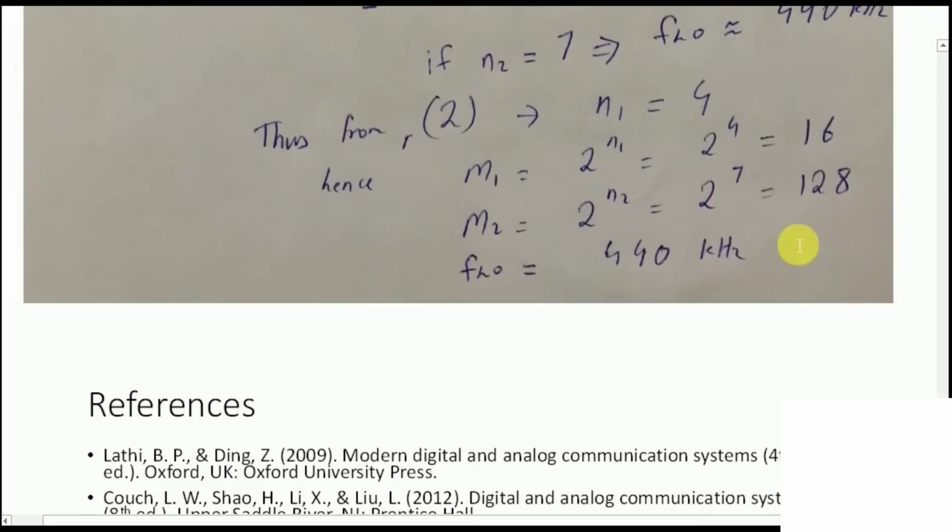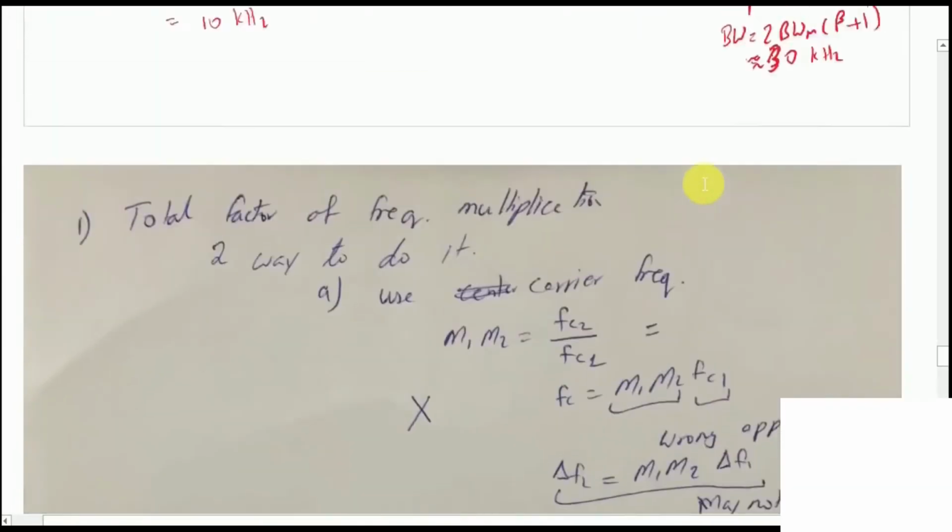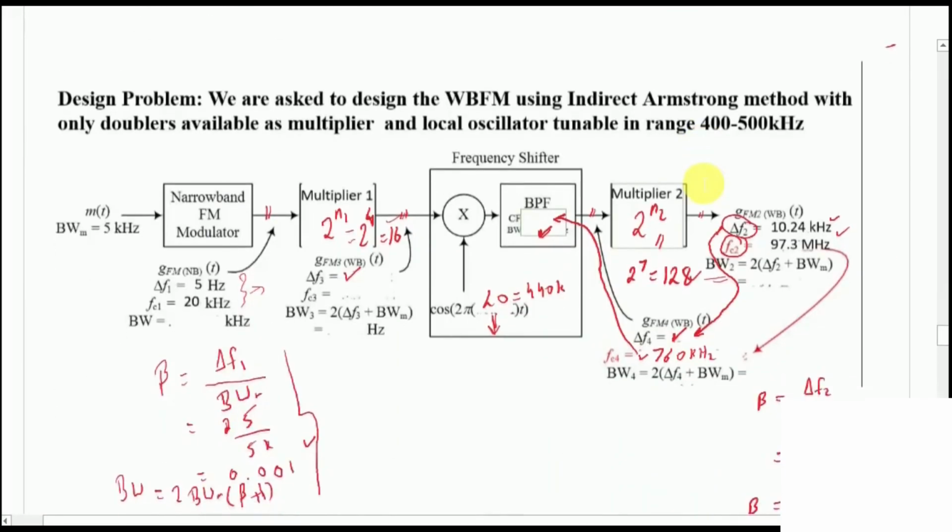So I have mentioned some key points over here in the end of this problem. It's a very comprehensive problem. Sometimes in the design problem they give you flexibility. You might be asked that you have the availability of doublers as well as triplers. That is, you could have 2 raised to power n, or you could have 3 raised to power n, right?